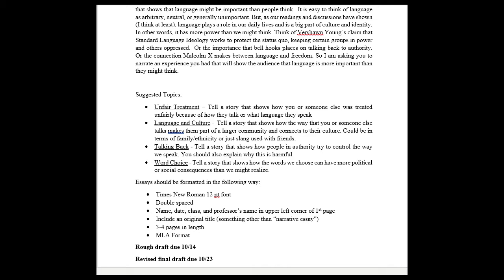We have a rough draft due October 14th, and the final one is going to be on the 23rd. So I'll give you a lot more information about how to do the rough draft and everything as we get closer to those dates. But that's kind of the basics of the narrative essay. I will talk a lot more about this, but I just want to introduce it right now.